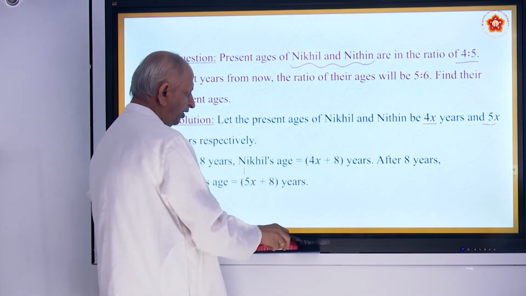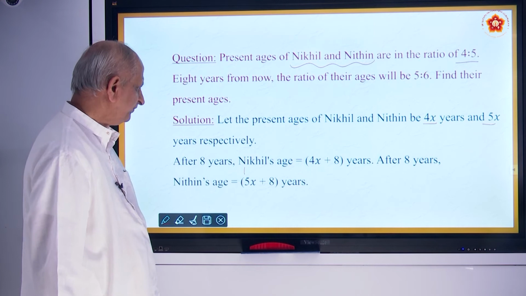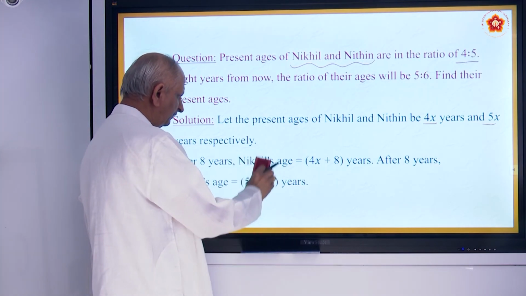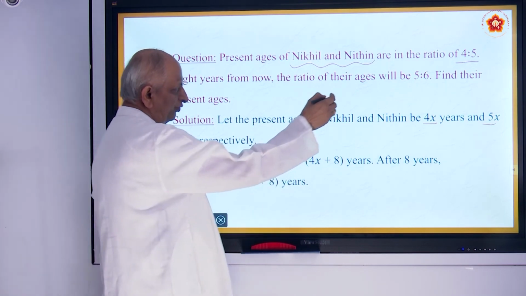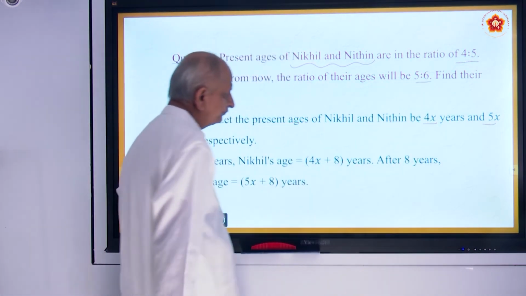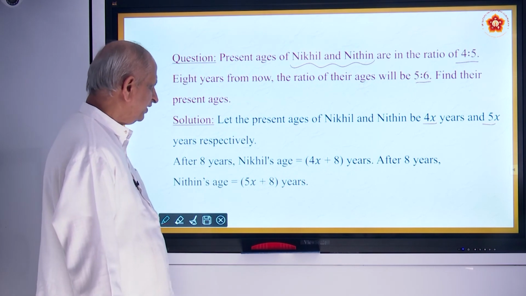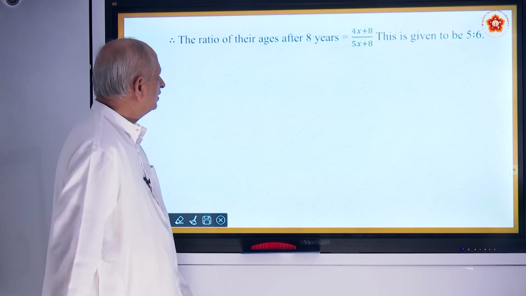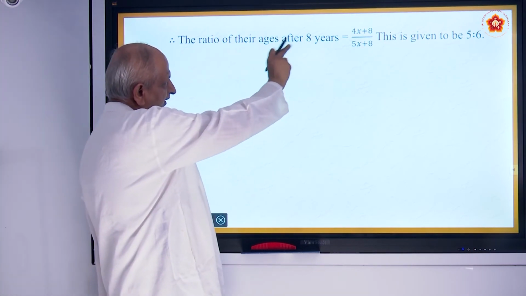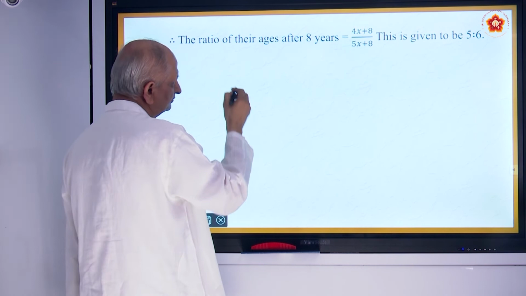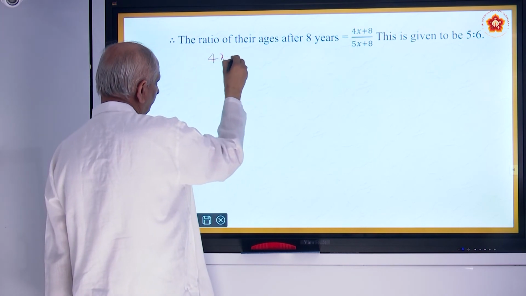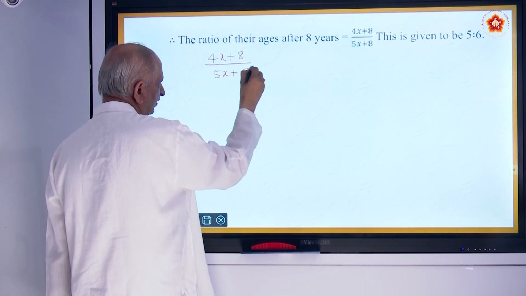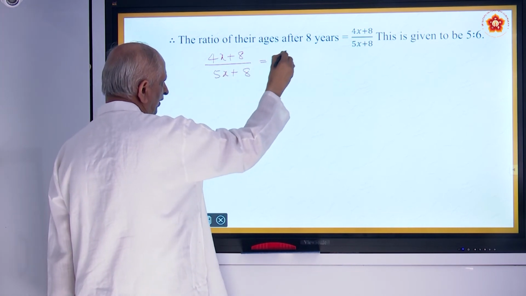Okay. Now you are given that after 8 years, the ratio of their ages will be 5:6. Now what about the equation? The equation is the ratio of the ages after 8 years, 4x plus 8 by 5x plus 8. It is given to be equal to 5 by 6.